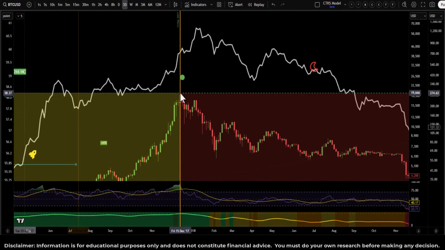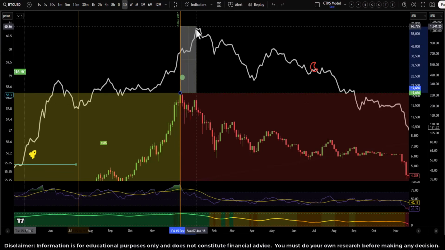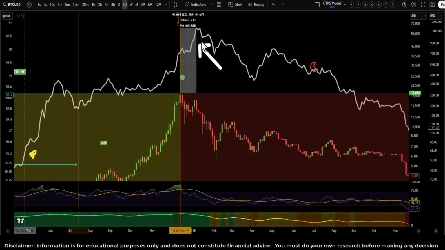So how long was that? This is on a 3-day basis. So let's just pop in a date and price range area. And what we can see here, it was about 23 days. Now, to get exact, we would go down to the day basis, but just for now, just understand that it takes time for the alts to actually top out after Bitcoin tops out.